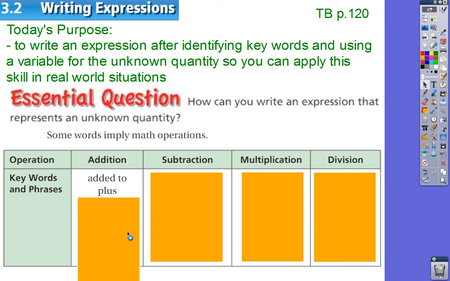So pause the video, add a couple more to addition, and then think of some words that mean subtraction, multiplication, and division in a word problem.